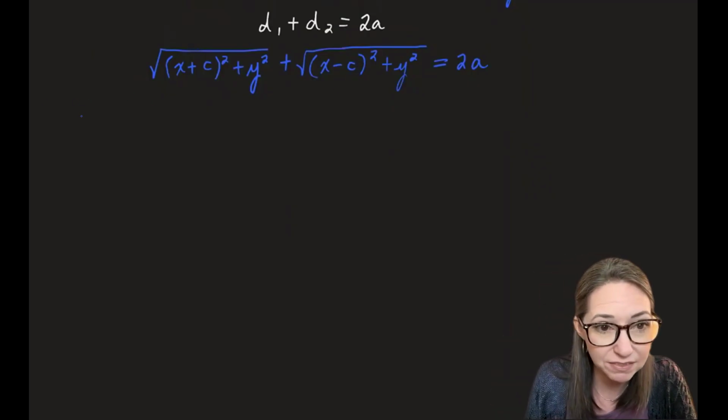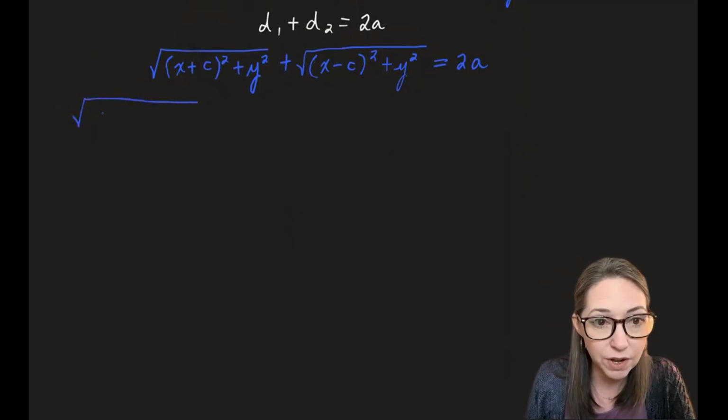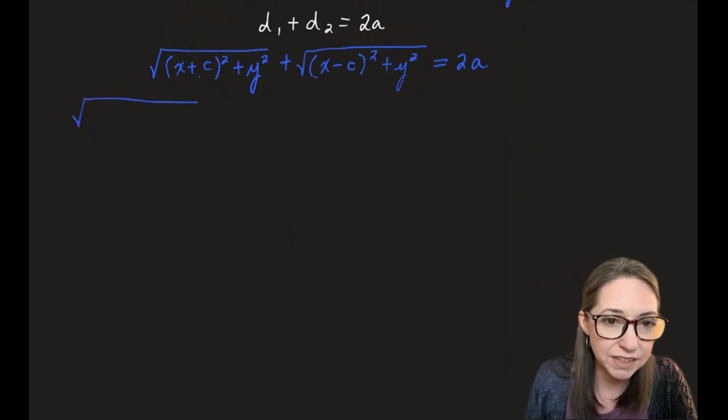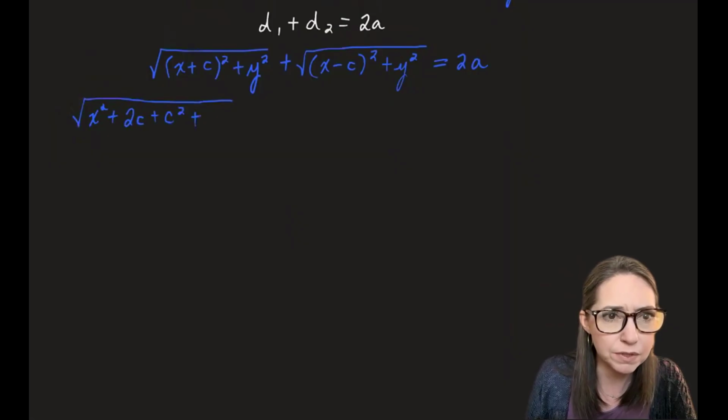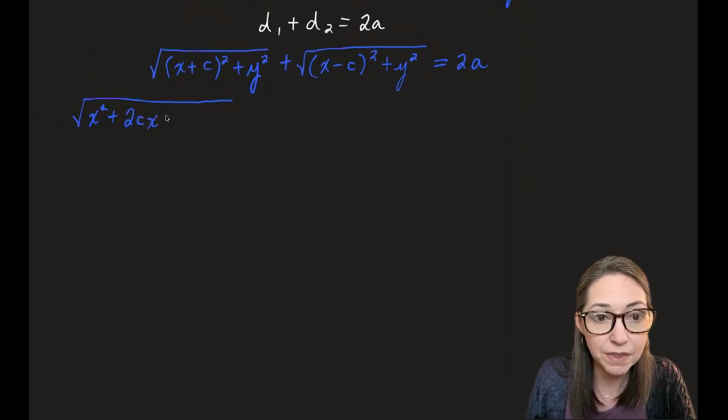On the left side, I'm going to have really the same thing: the square root of, and you can leave it like this or multiply it out. Eventually I'm going to have to multiply it out, so I'll go ahead and FOIL out this (x plus c) squared to get x squared plus 2cx plus c squared. That's under the radical, along with the y squared right there.